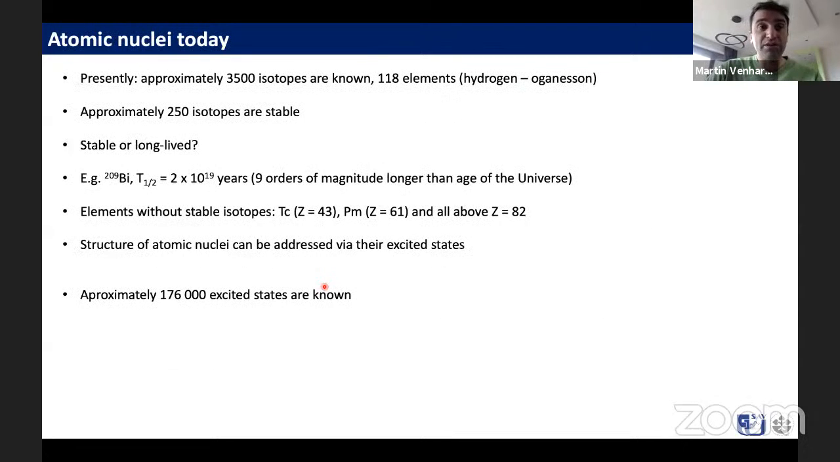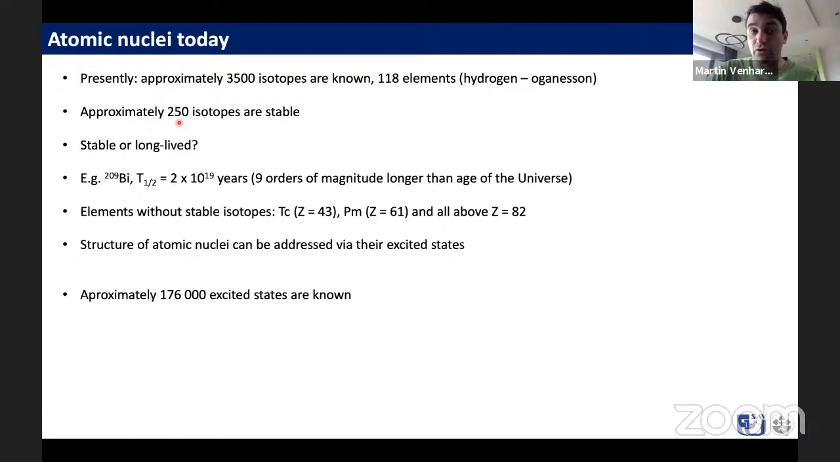Okay, so what is the atomic nucleus doing today? Presently, there are known something like 3,500 isotopes. We have 118 elements, starting with hydrogen, and the last one that is known is oganesson. It very recently got the name after Yuri Oganessian, who discovered it in Dubna. Out of these 3,500 isotopes, only approximately 250 isotopes are stable.